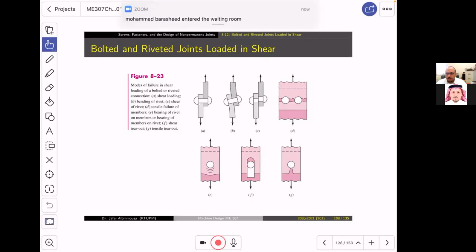That's it, I think. Today, we are gonna cover, as you see in the title, bolted and riveted joint loaded in shear. So if you think about it, what we did in the previous part of this chapter was to look for bolted joint under tension, whether it is fatigue, which is cyclic loading, or static loading. And that was under tension. The title was very clear. It was under tension. So this time, we are going to talk about shear, okay?